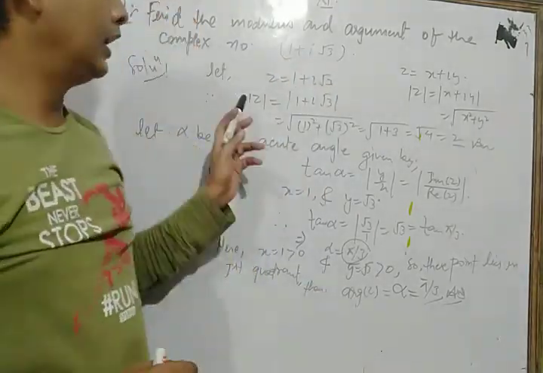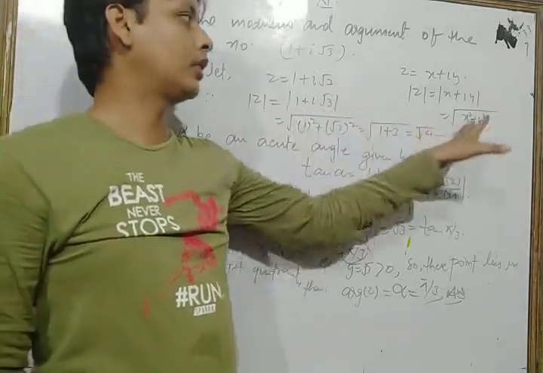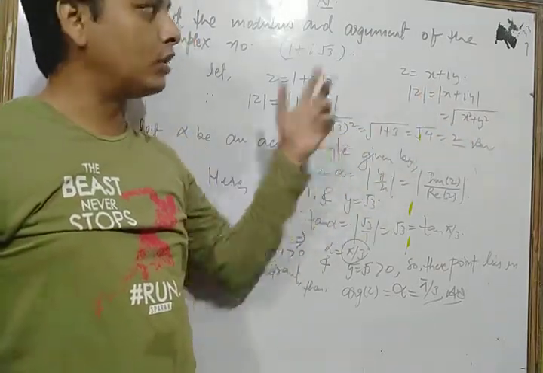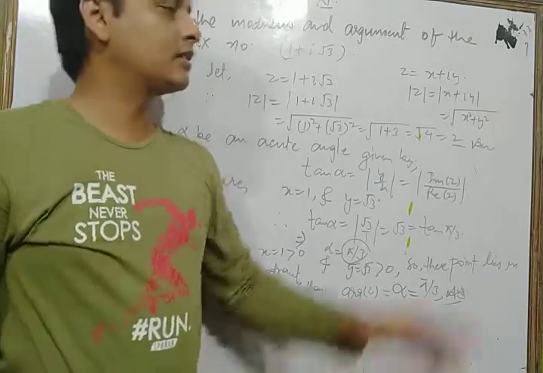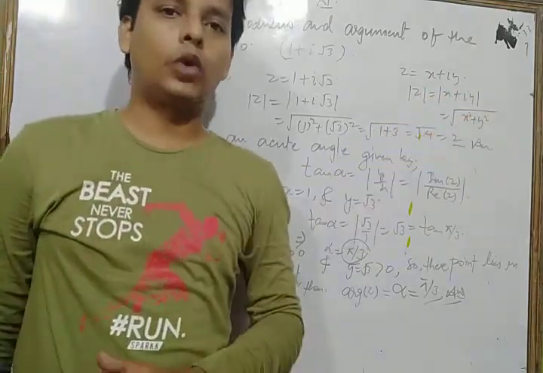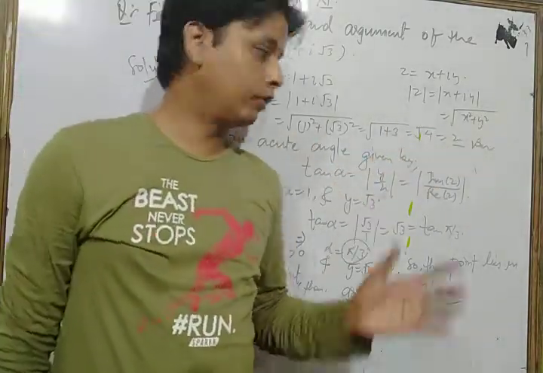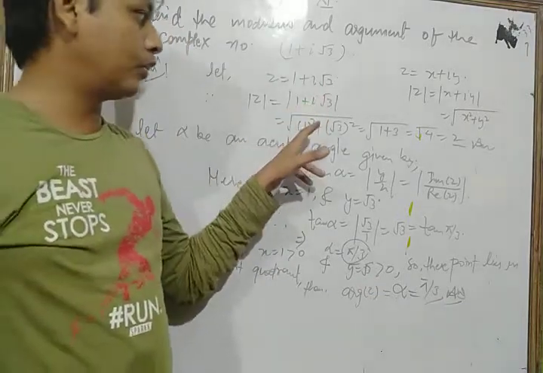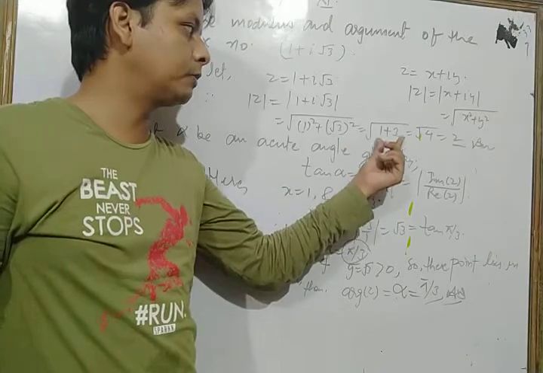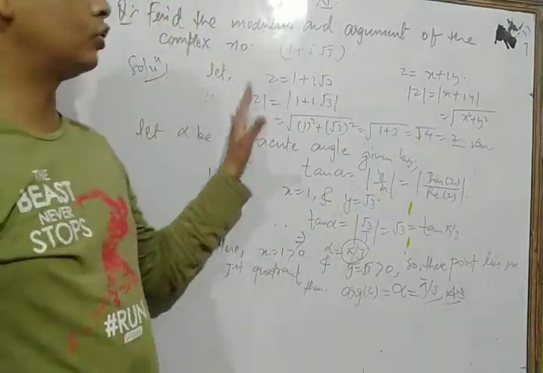Now, for finding the modulus of that complex number, we take modulus on both sides, and you know the concept to find the modulus of any complex number: mod of z is equal to mod of x plus iy, so root of x square plus y square. Then mod of z is equal to, here the real part is 1, so 1 square plus, and the imaginary part is root 3, so root 3 square. In this way we get root of 1 plus 3, that is root 4, which is equal to 2. In this way, dear student, we find the modulus of that complex number.